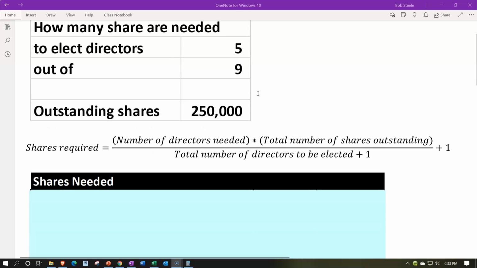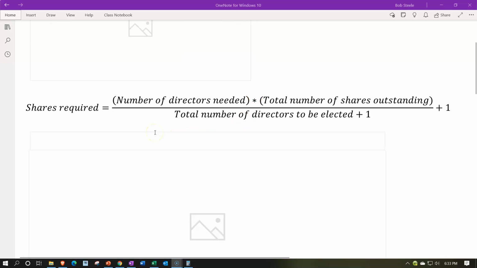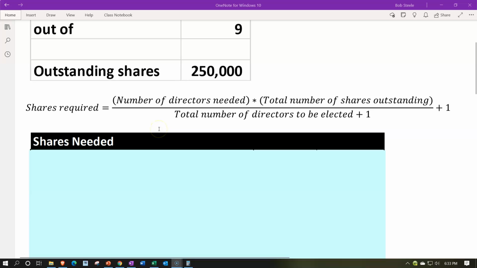The outstanding shares are 250,000. The formula to figure this out with cumulative voting would be shares required equals the number of directors needed times the number of shares outstanding, over the total number of directors to be elected plus 1, and then taking that entire thing and adding 1 to it. You can, of course, do this algebraically. If you're expecting to do this on a test question or something like that, and you need to know the formula, you've got to memorize the formula.